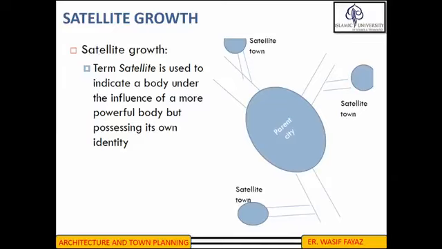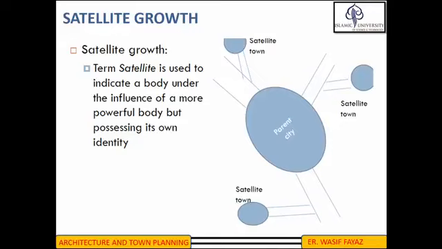Now, satellite growth. The term satellite is used to indicate a body under the influence of a more powerful body but possessing its own identity. Similar is the case with satellite growth. It is seen that when a town reaches a certain size, some kind of satellite growth is bound to take place. A satellite town or a satellite city is a concept of urban planning that refers essentially to a small metropolitan area which is located somewhat near to the main parent city.